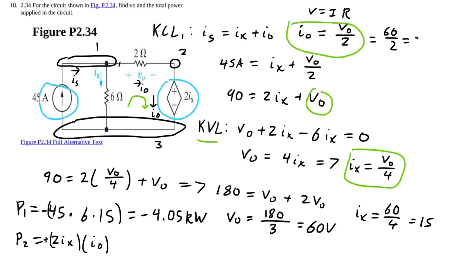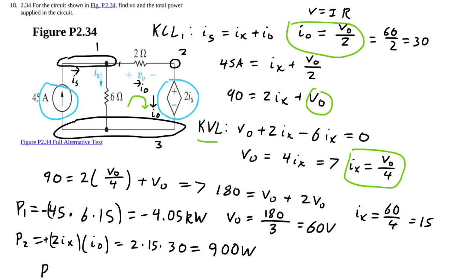So we don't have to really do any math, but we can. 60 divided by 2 is 30. So that means that we have 2IX, so 2 times 15 times 30. I believe 30 times 30 is 900. Let me double check. Yeah. So we have 900 watts being consumed or dissipated or absorbed by the dependent source. So even though this is a source, it's not truly supplying power to the circuit.